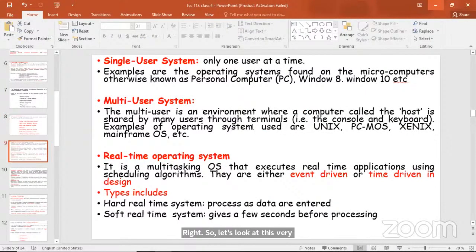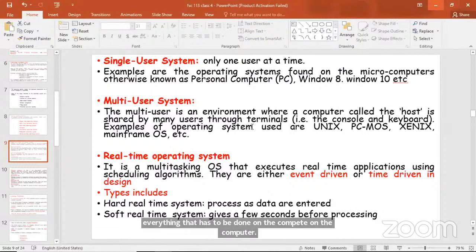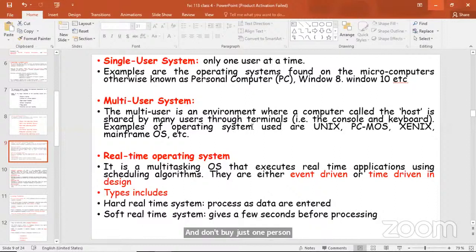Now, single user is only available to one person. So everything that has to be done on the computer is handled by just one person. So a single user operating system is solely designed for the use of an individual, right? Now, examples are the operating system found on the microcomputers, otherwise known as personal computer. I'm sure some of you have your personal computers, but if you don't have, I'm sure you get one soon. So example of operating system that works on this is the Windows 8, Windows 10, etc.